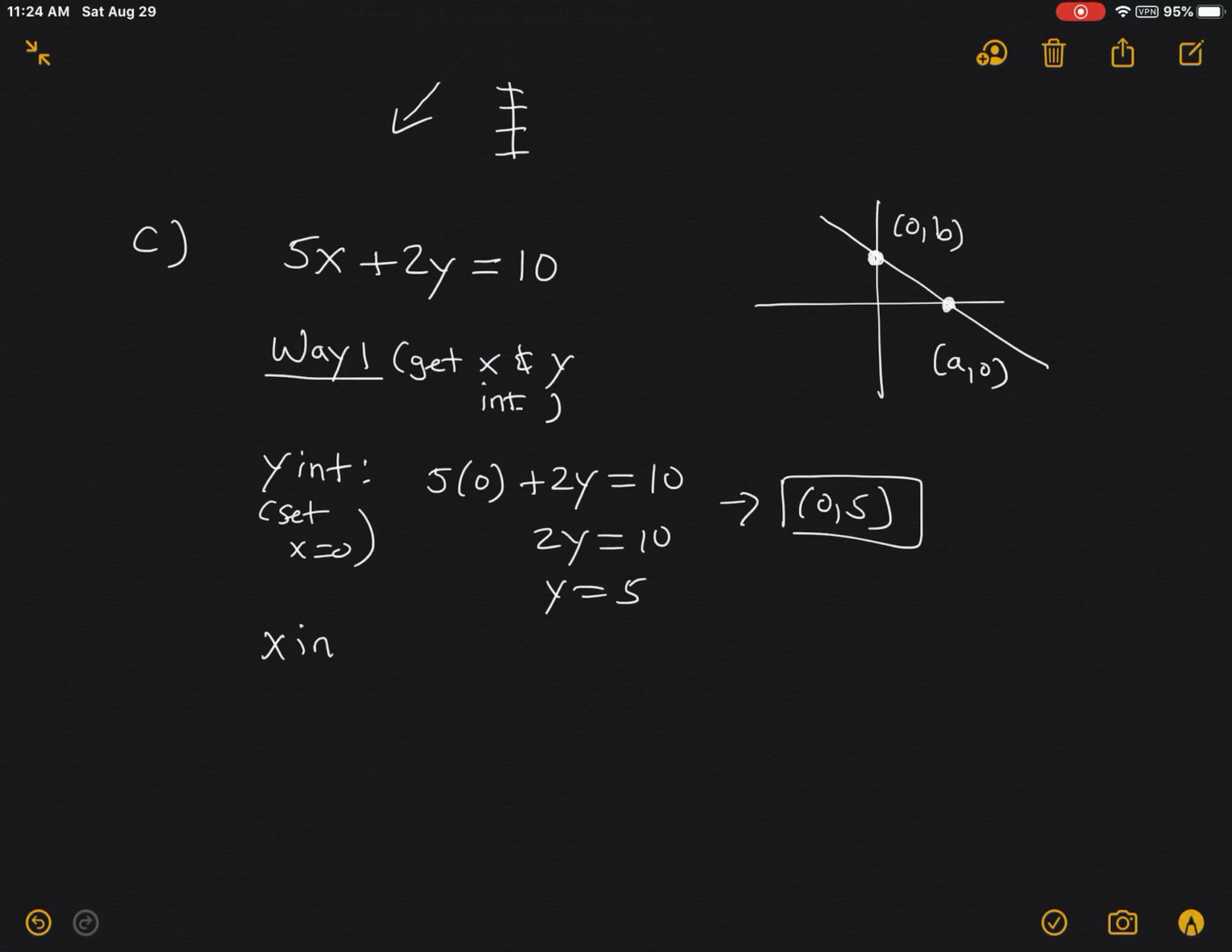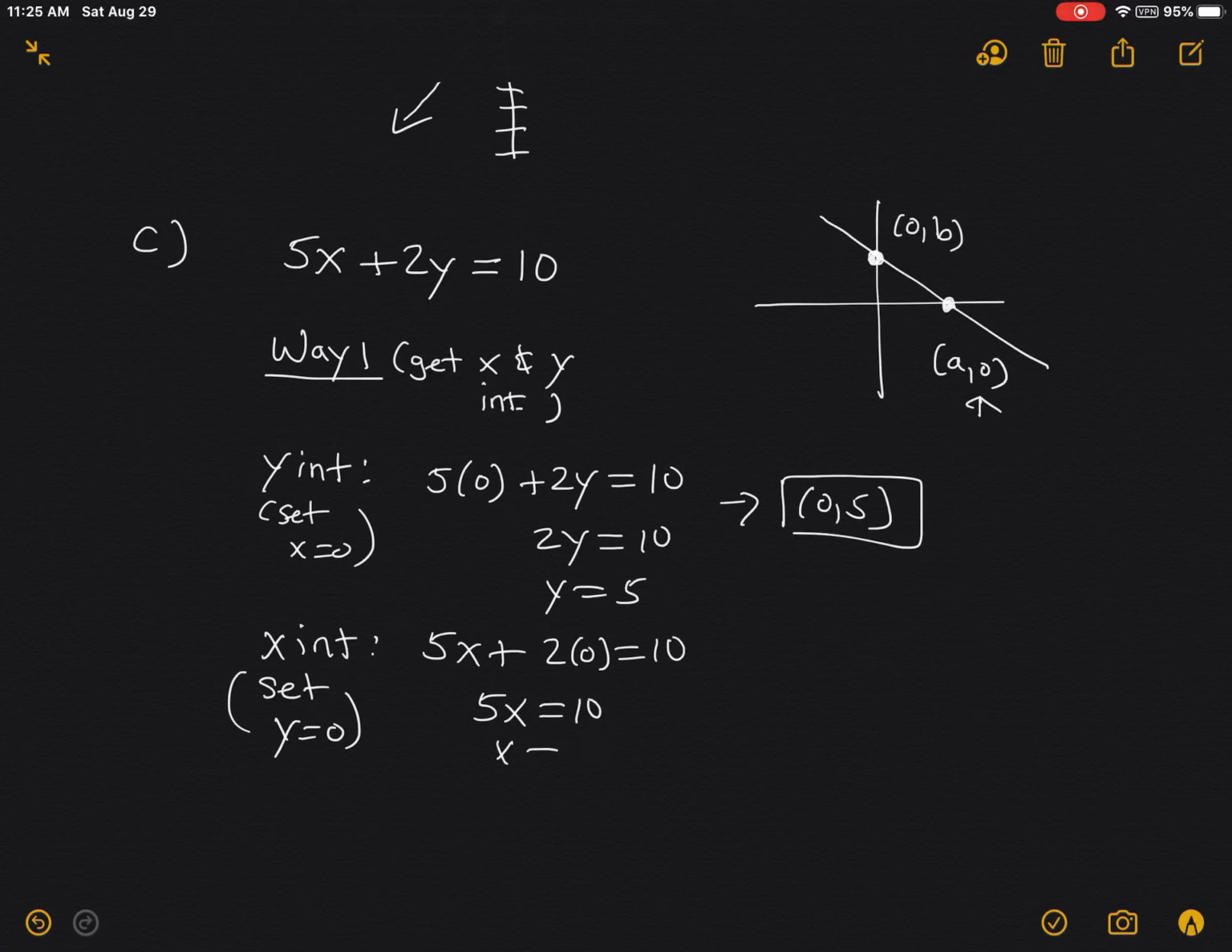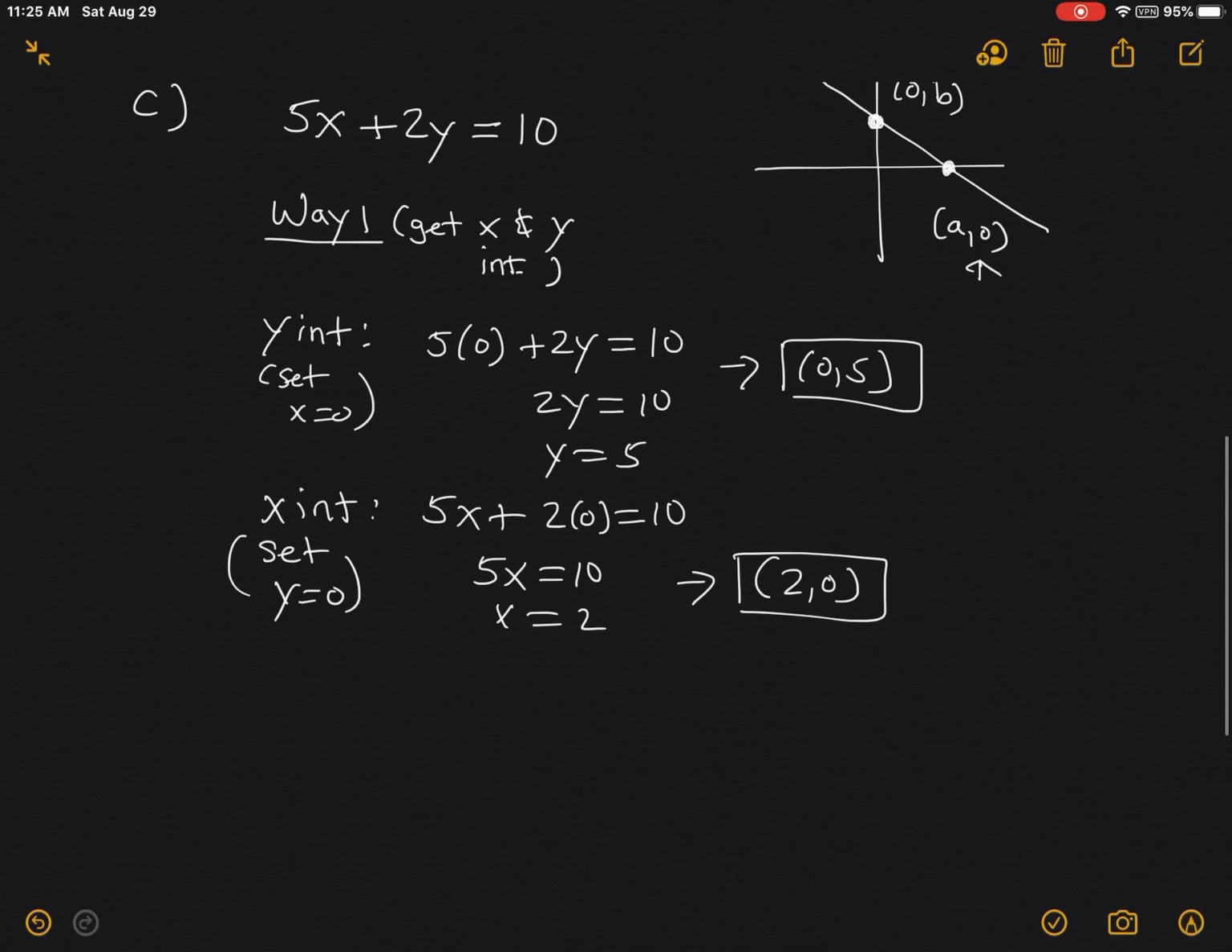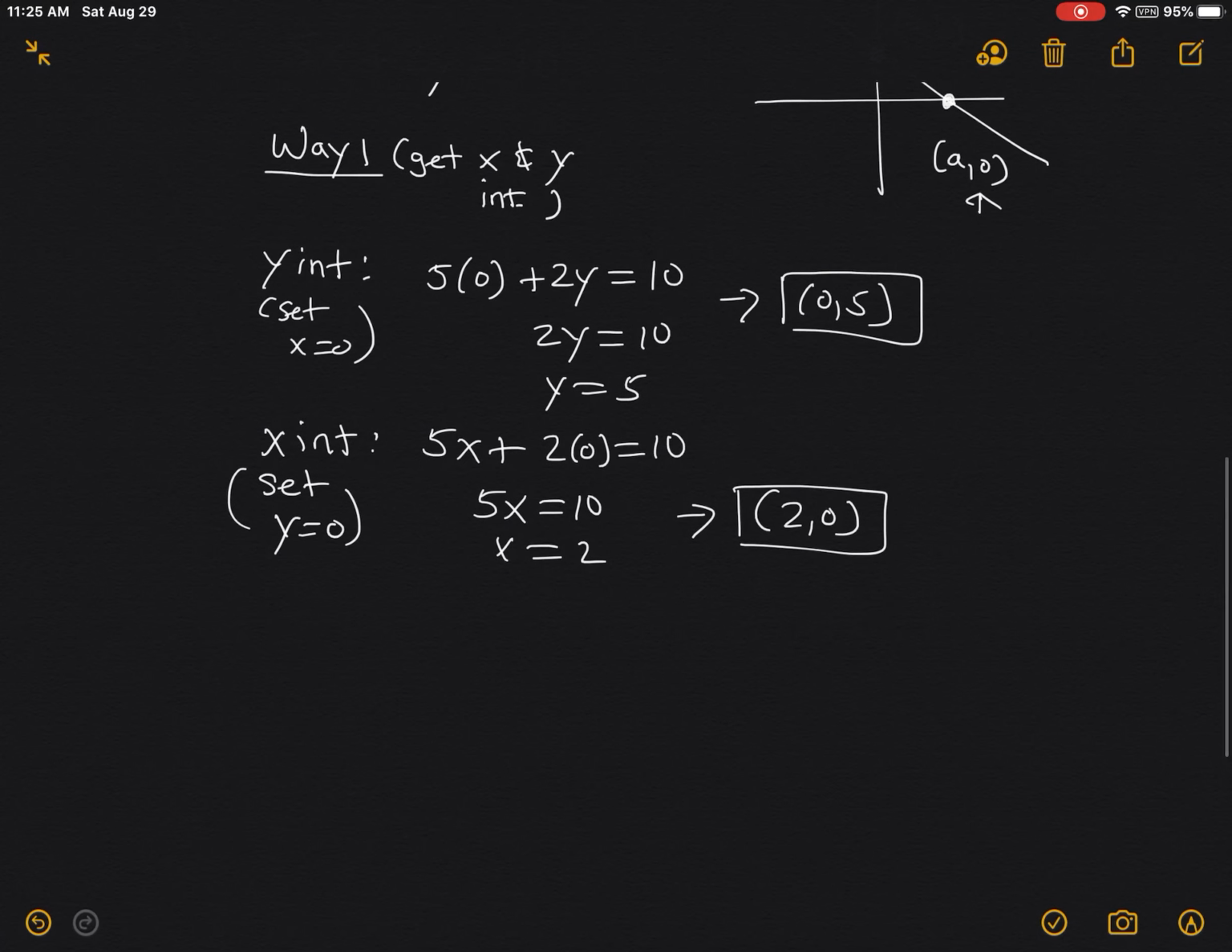So if you want to get the x-intercept, right, you set y equal to 0, right? Because notice over here, the y value is 0 on the graph, right? And so if I set y equal to 0, just plug in 0, right? Again, you're going to just have a one-step equation. You're going to have x is equal to 2, right? And right away, you have 2 points. 2 points determine a line, right? 0, 5, 2, 0 is what you want to draw over here.